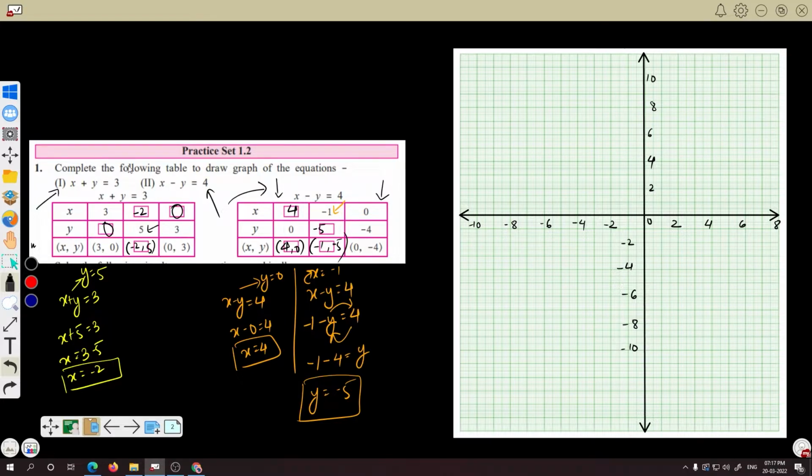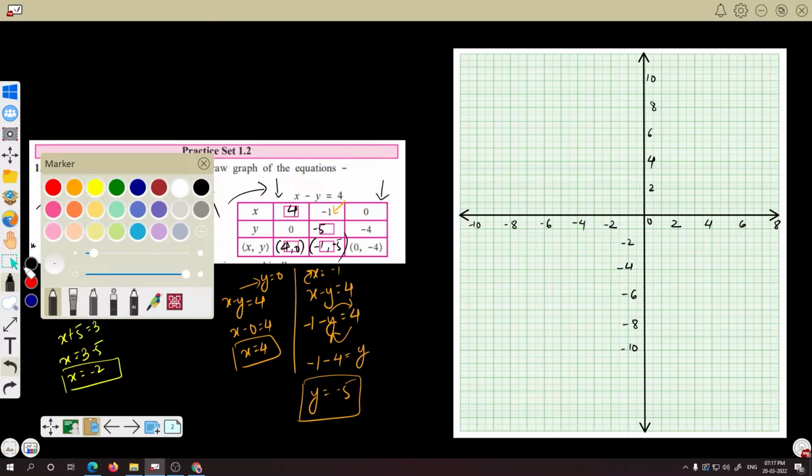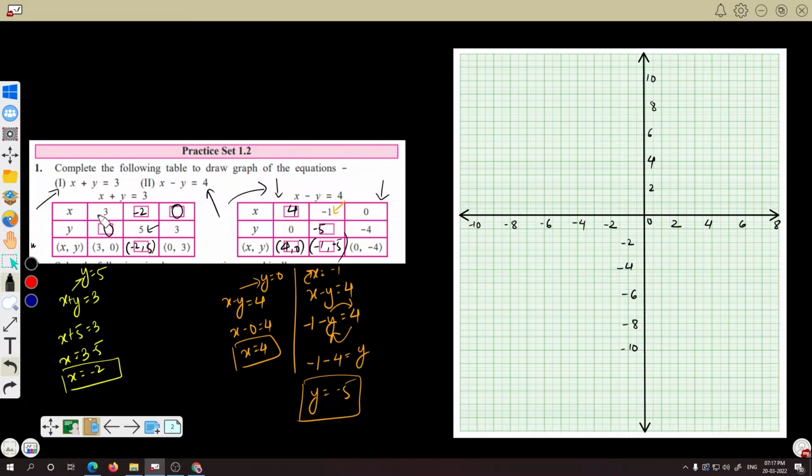The question says complete the following table to draw a graph of the equations. Now we will plot the graph for the two equations. First of all, we will plot the graph for the first equation, that is x plus y is equal to 3. In this, the first coordinate is given to you as 3 comma 0. So x coordinate is 3. This point is 3 on the x axis. So this is the first required point. This is actually 3 comma 0.